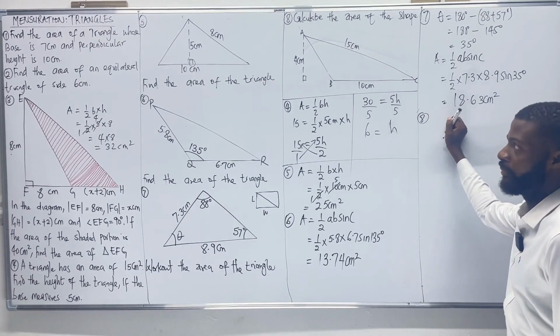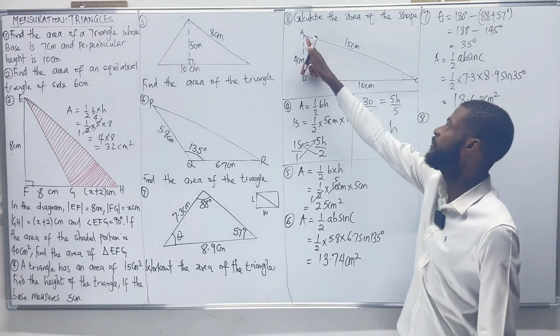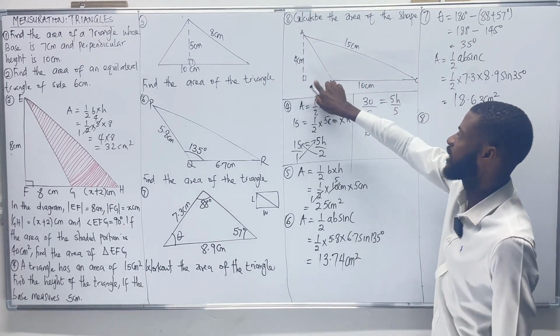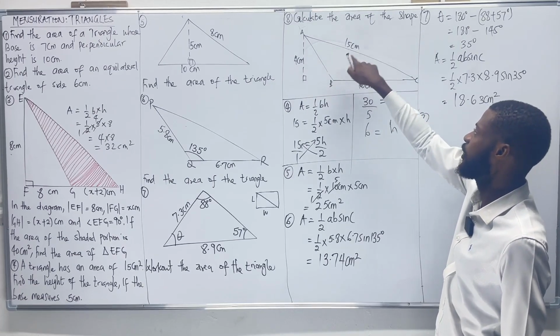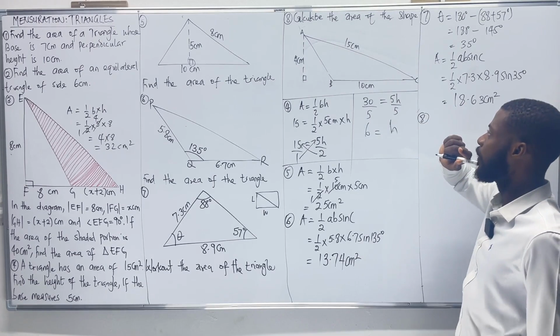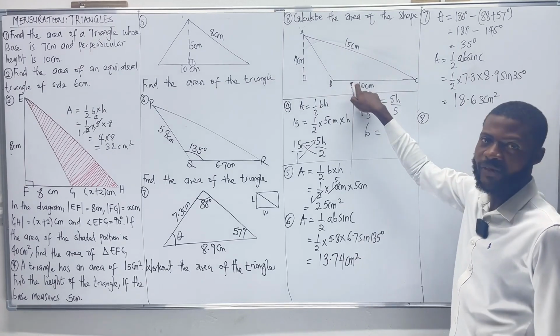Now, for this very shape, if you pay attention to it, it is the triangle ABC that we're talking about, because this side is not connected. This side is not, so we're talking about the triangle, please. So we're finding the area of this very triangle. Now, if you notice, it has a base of 10.